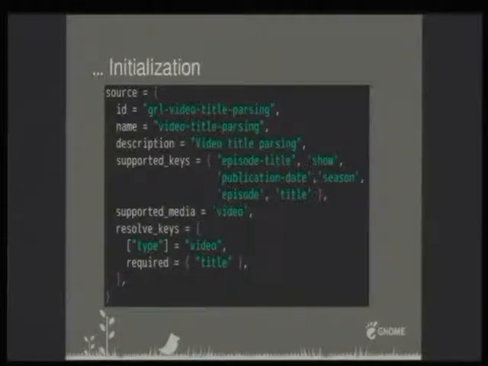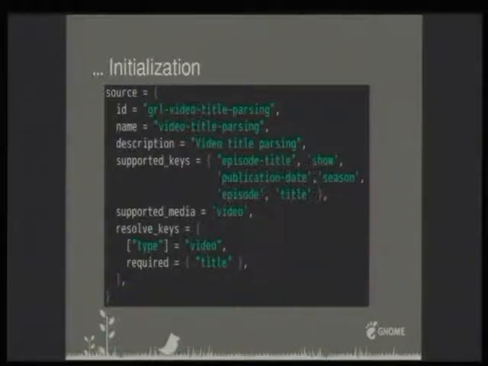But before showing the code, just to showcase how a plugin is initialized on Grilo. In this case, it's the video title parsing again. I just need to create a table with the name source, which is important, and set some information for it. ID, the name, and description are all mandatory. Then you can say the supported keys.